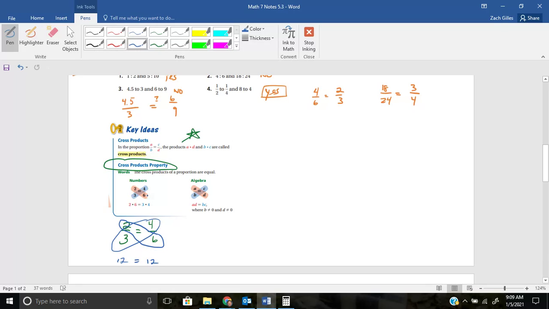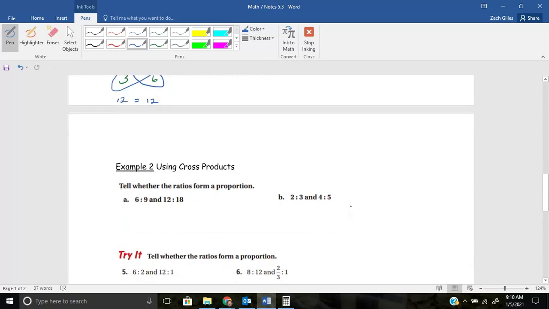Some people or teachers refer to this as the butterfly method. It kind of looks like you're making a butterfly, but multiply diagonally, and the cross products of a proportion are equal. So let's try that using cross products in the next example.